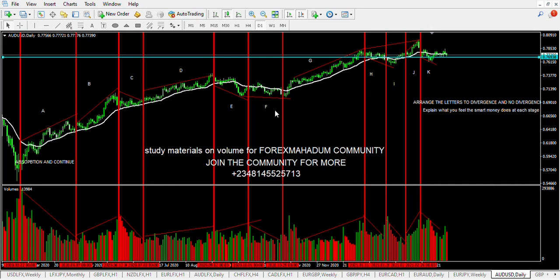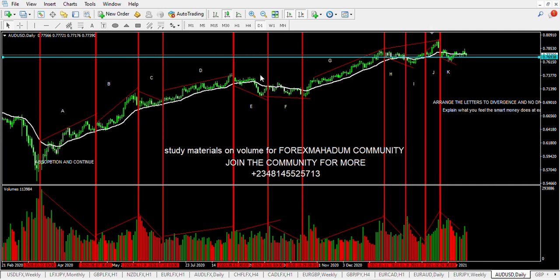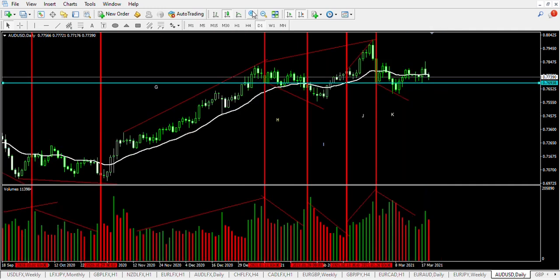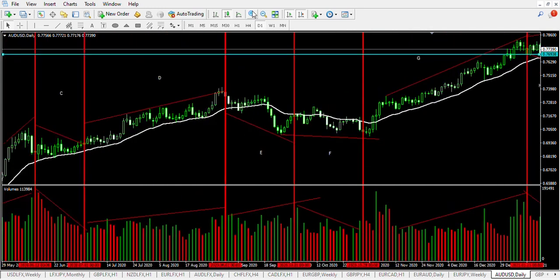the divergence. Divergence, just like the name implies: volume and price must agree together for price to go in the desired direction it wants to. If price wants to be bullish, the volume and price must agree. That means there will not be divergence. There should be no divergence between price and volume whenever price wants to go bullish.